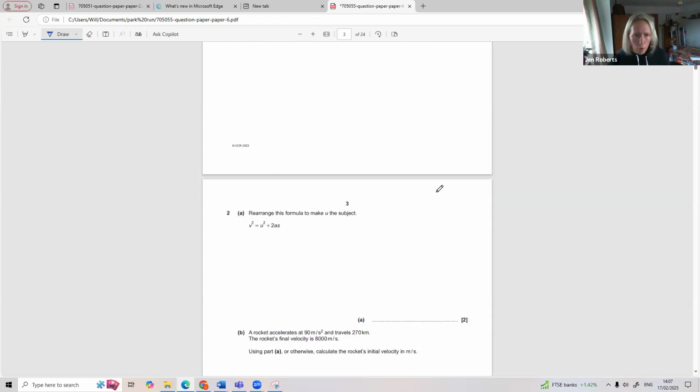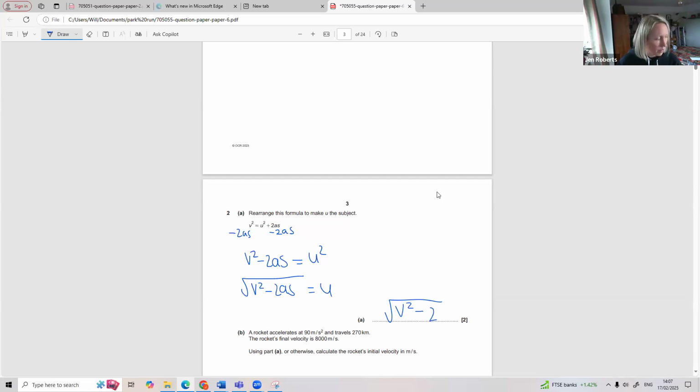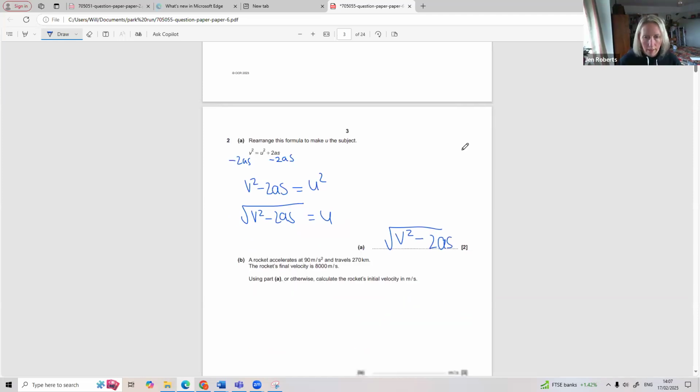Okay, next one, rearrange the formula to make U the subject. Here's my U. First of all, I'm going to make U squared the subject by taking 2AS off both sides. And then I'm going to square root both sides. Okay, you could have put a plus minus sign here. If you had done that, it would have been 5 and your 2 marks still.